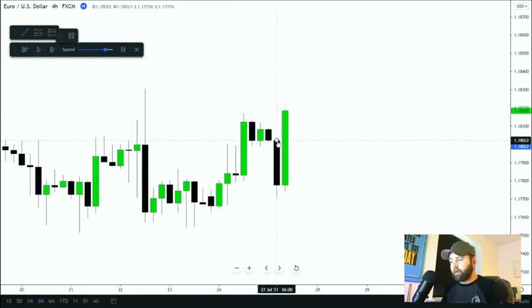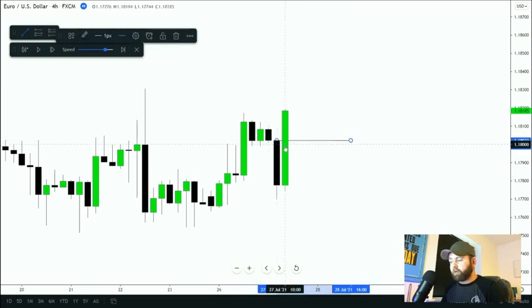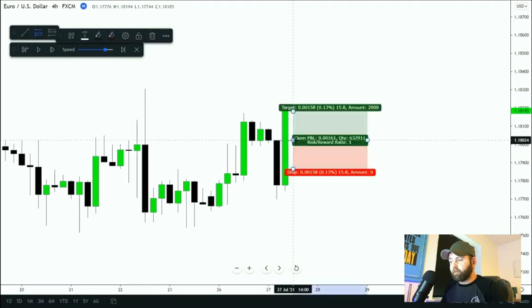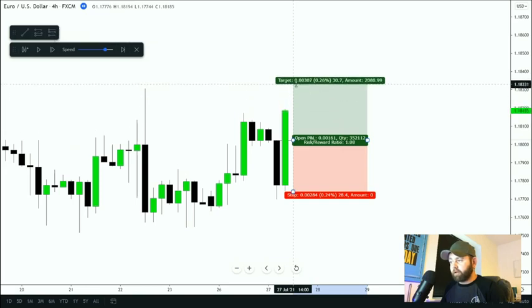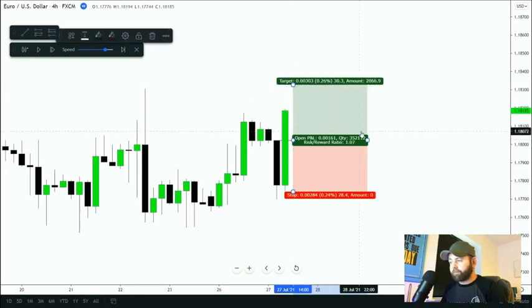We're then looking for a retest of the high and the open of this candle here. You're looking for a retest of that candle right there. Okay, so you're looking for the retest, drop this down here, and then you're looking just for your 30 pip target again. Okay, so there's 30 pips right there.